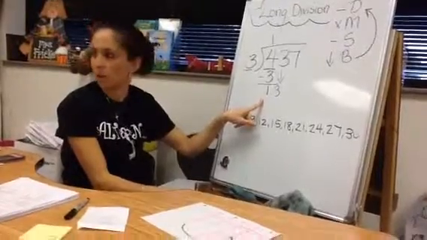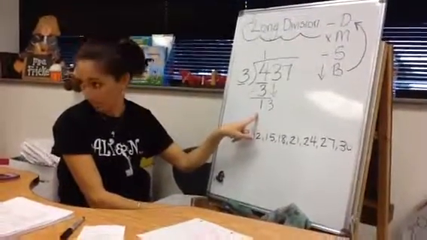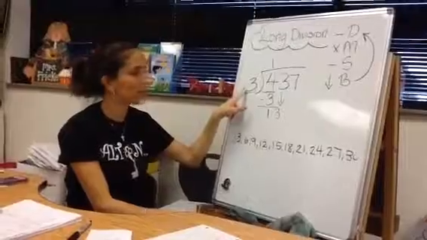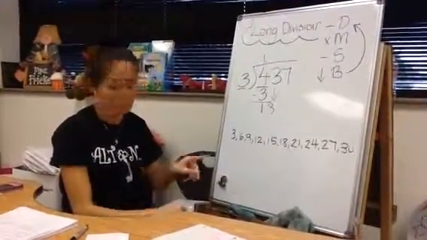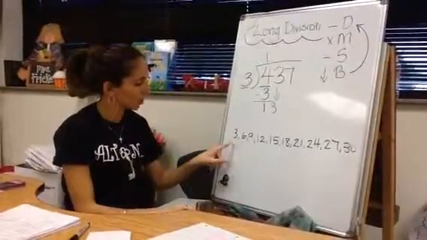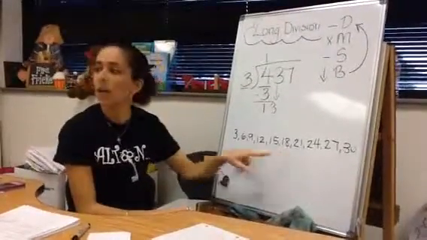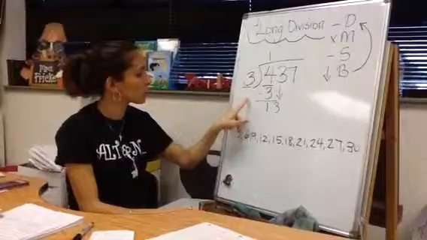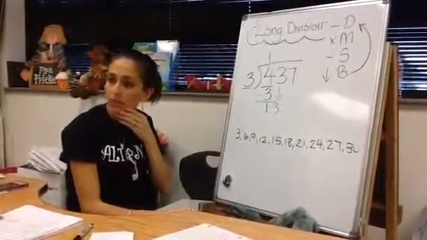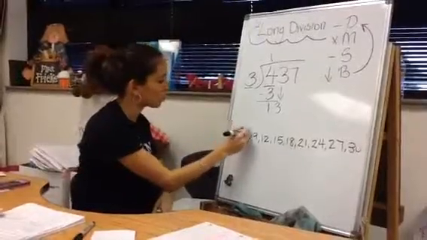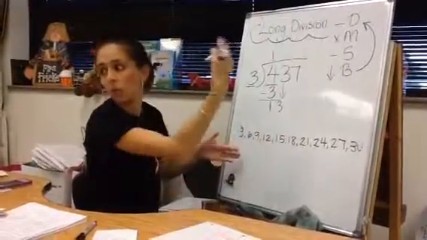So now what's my division problem? 13 divided by 3. So I want to know how many times I can what? Skip counting. How many times can I skip count by 3s without going over 13? 4 times. 1, 2, 3, 4. If I do any more, I go over.